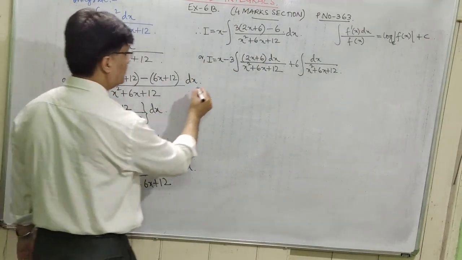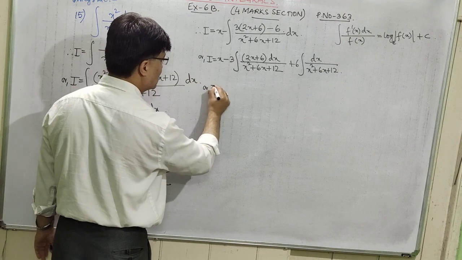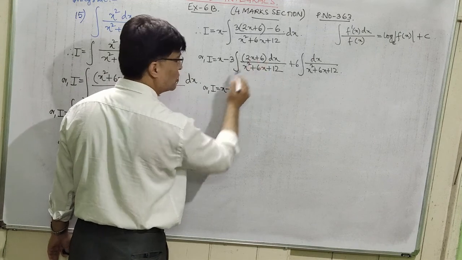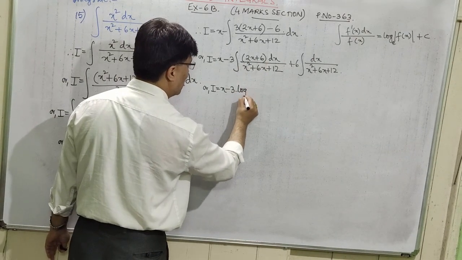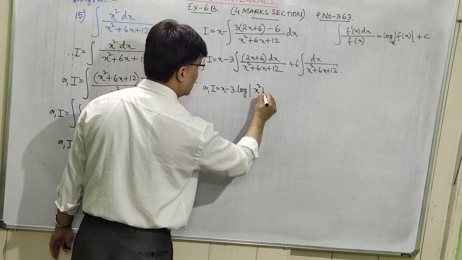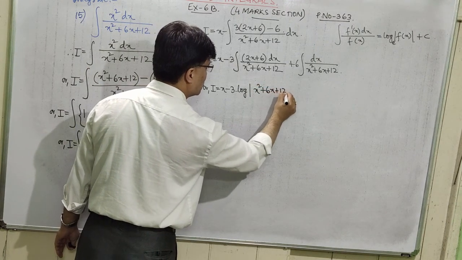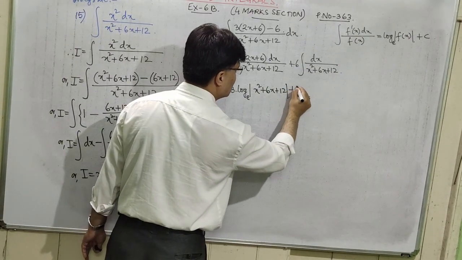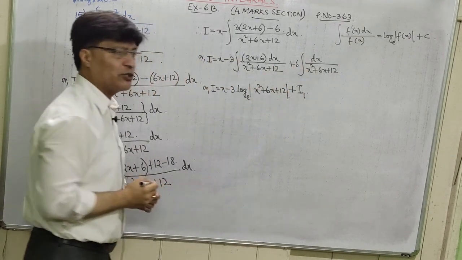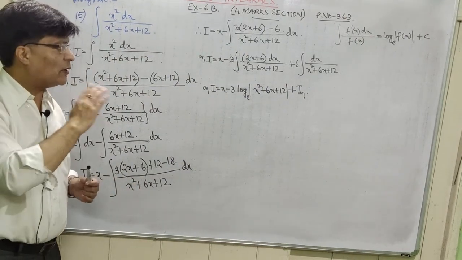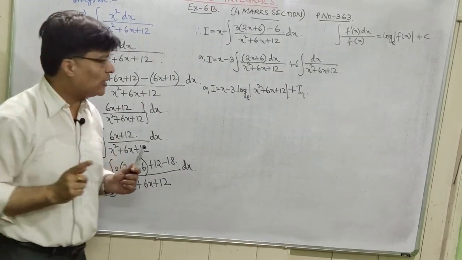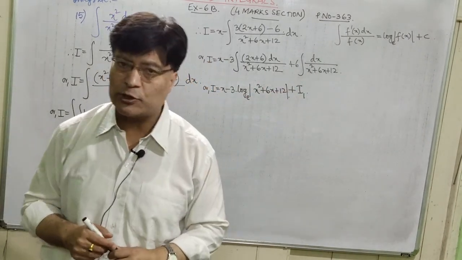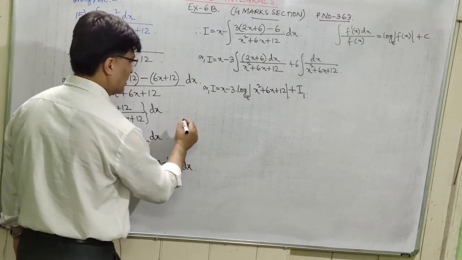Is that clear? So now, I is equal to, this is x minus 3 into, here also differentiation of the denominator is the numerator. So its formula is log within mod x square plus 6x plus 12, mod sign closed, the base is e, and let us write it as plus I1. Let us assume this integration as I1. So let us evaluate this I1 now. What is I1 actually? It is 6 integration of dx divided by x square plus 6x plus 12. So let us evaluate this integral.